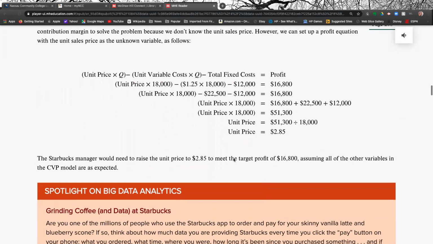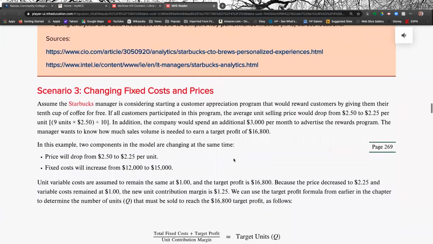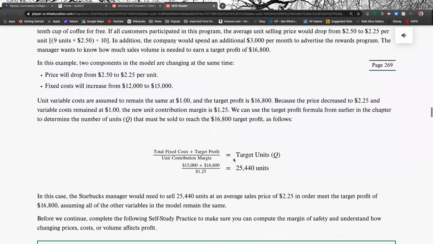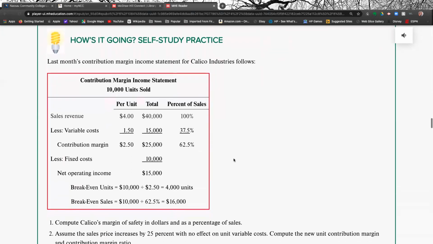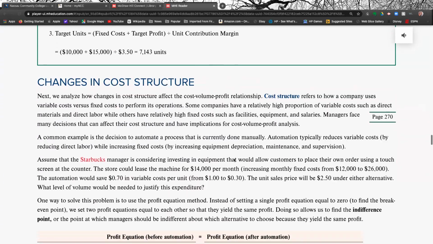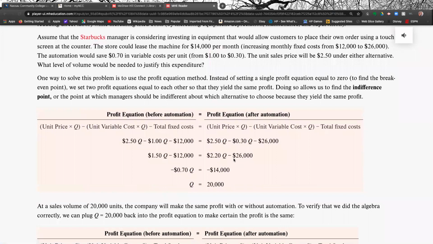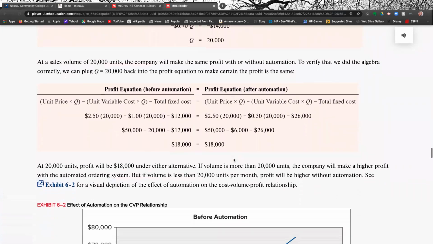Now, what if we change something else? You can change a lot of different things here. You could change the costs. You could change the selling prices. We just have to be able to go back and substitute numbers in these formulas to do what they're asking. And again, the math is pretty simple. I think when you read the book, they actually make it harder than it has to be.